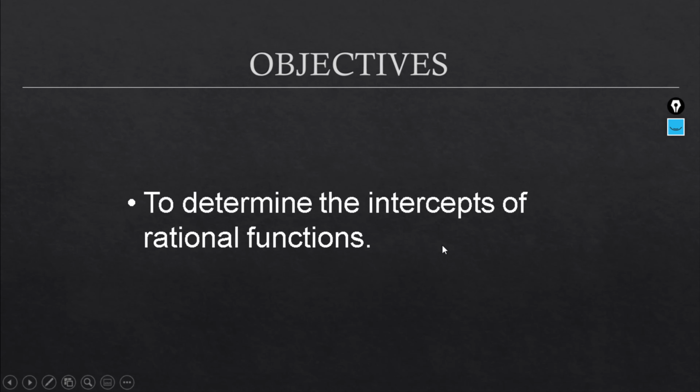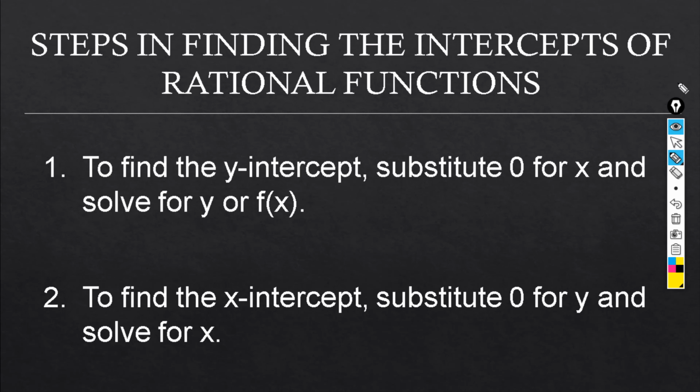And so sir, ano ba yung intercept? Pag sinabing intercepts, sila yung point na nag-intersect sa graph tsaka sa axis. So pag sinabing y-intercept, for example, ito yung Cartesian plane natin. Ito yung graph natin. Yung intersection ng graph sa y-axis, ang tawag diyan ay y-intercept.